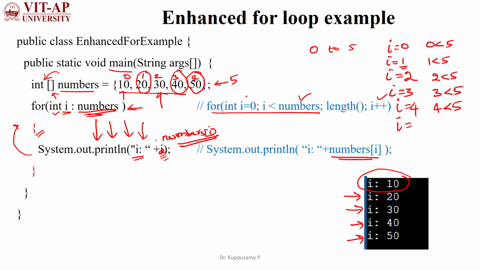Then I is incremented by 1, which is incremented as 5. Now 5 less than 5, it becomes false. Once it becomes false, it exits the for loop. Then there are no other statements, so it will stop the execution.